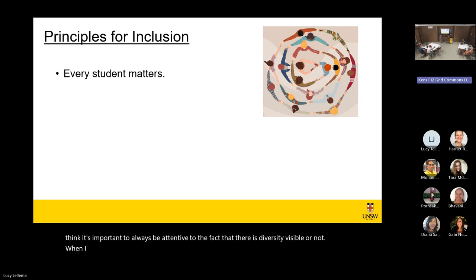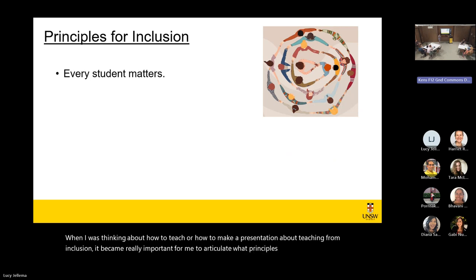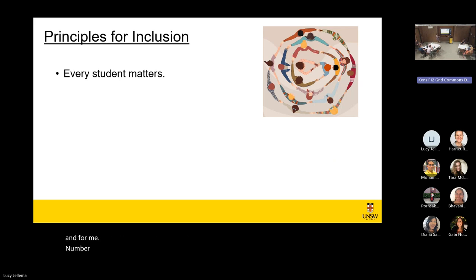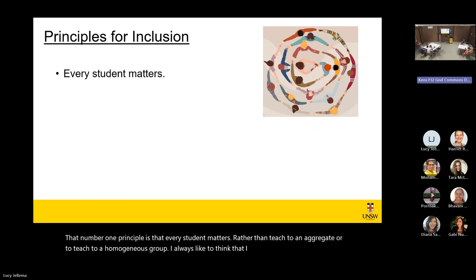When I was thinking about how to make a presentation about teaching for inclusion, it became really important for me to articulate what principles you are teaching for. And for me, the number one principle is that every student matters. Rather than teach to an aggregate or to a homogenous group, I always like to think that I am teaching to individual students with their own diversity, their own background, their heritage, their language, their preferences, etc.